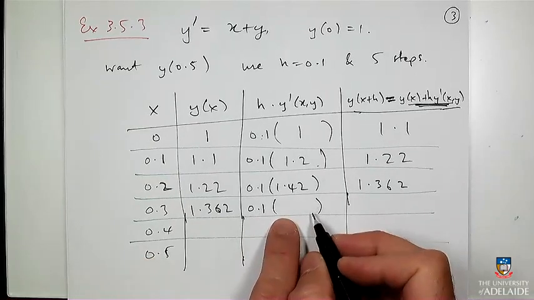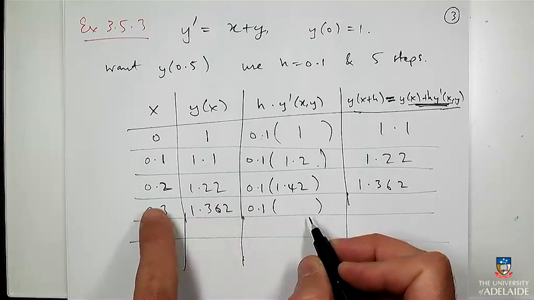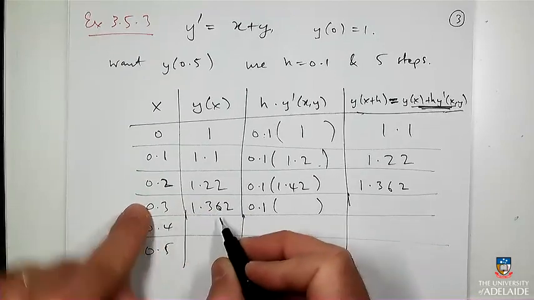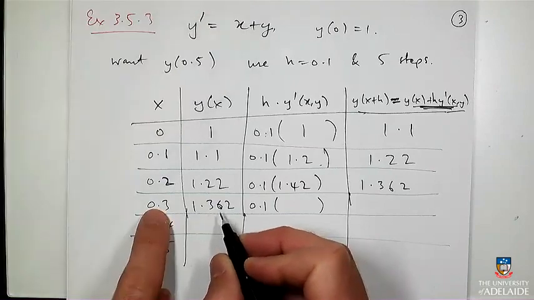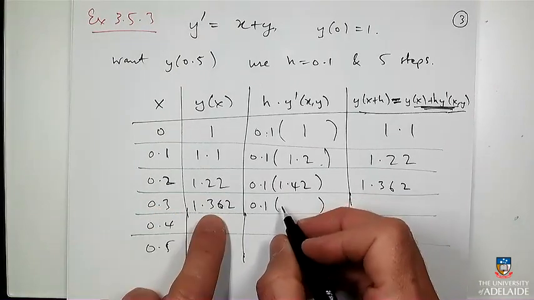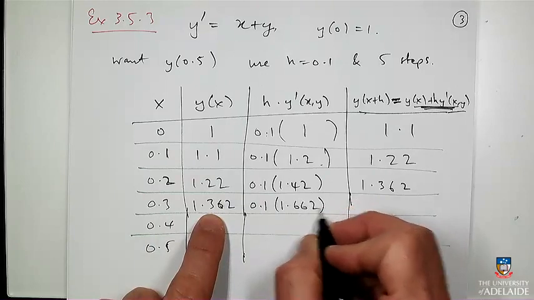So the next thing we need is y dashed, which is x plus y. So it's this plus this. It's not always this plus this, right? It depends on the formula. In this case, it's x plus y. So this plus this. So it'll be 0.3, so it'll be 1.662.